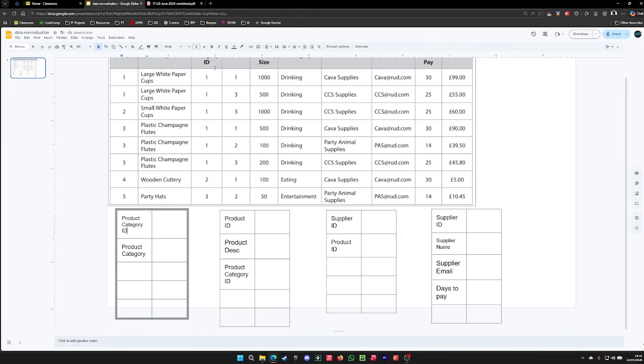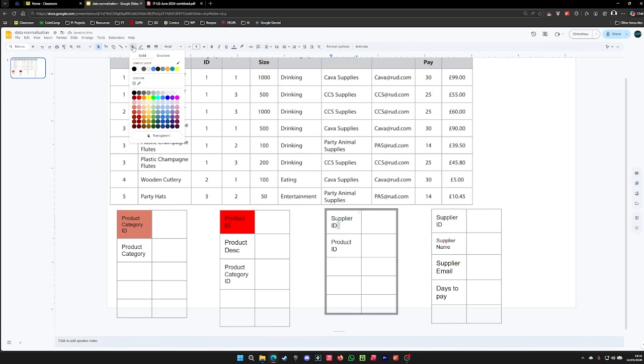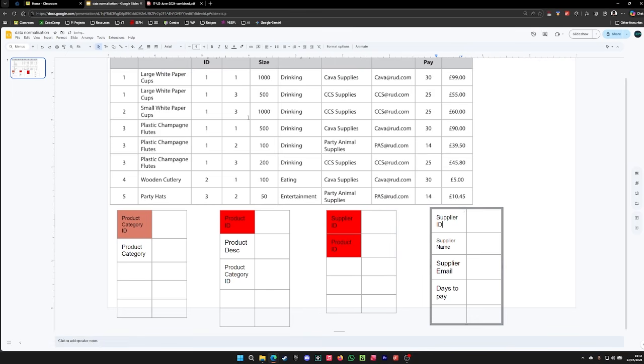If I make my primary keys red, just so we can see them. Oh, it's not quite red, I don't think. That'll work. And in this one, that is also red. So that's how you would link it. Okay, so those two together would make a unique reference. Either on its own is not unique. Together, they are a unique reference.